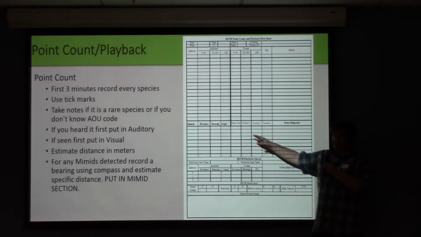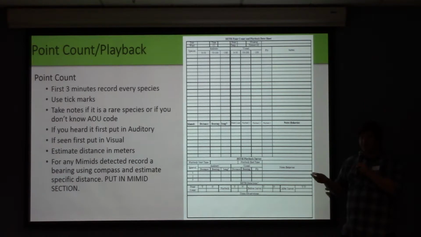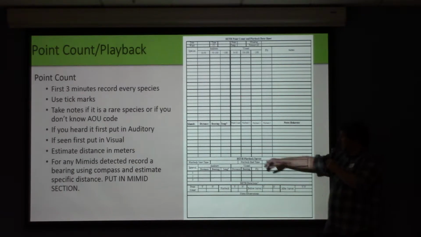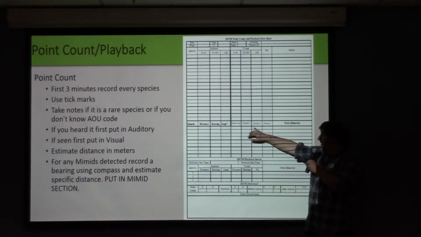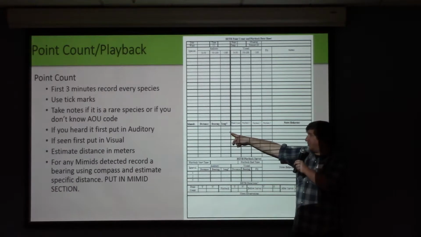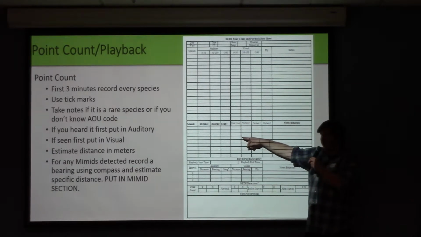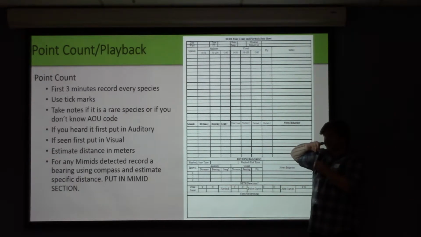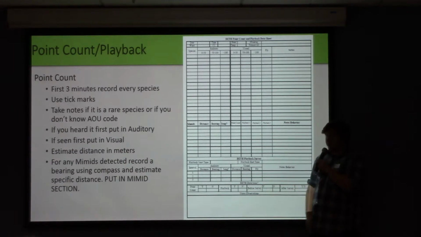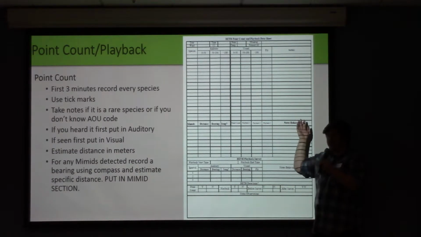Song question mark is just asking if you detected it because it was singing, if it's actively singing. Just gives us an idea that there might be a territory there for that species. This is whatever period you detected it in, so if you got that NOMO during your point count, you would just put an X there. Yeah, but the song, is that just a no or yes? Yeah, just yes or no. Just put a Y if they were singing.